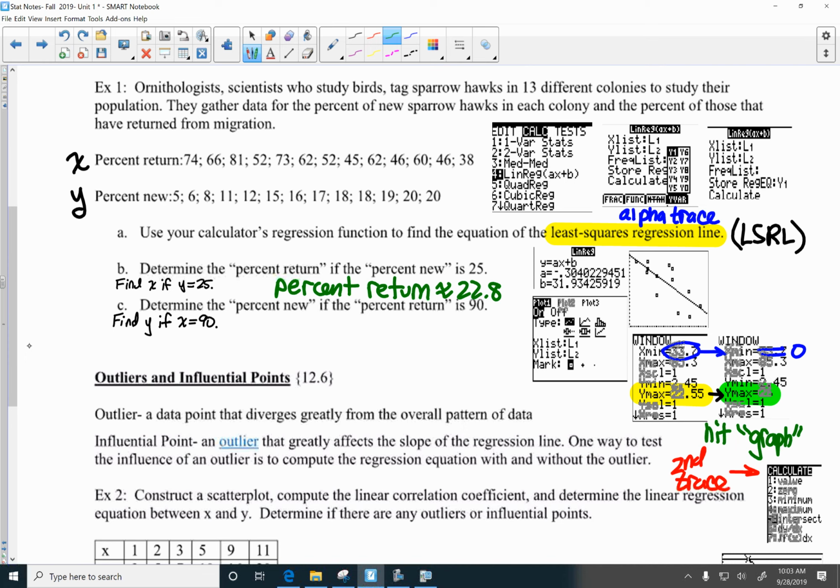That was because even though the horizontal line appeared, it wasn't crossing the diagonal line, so we wanted to make it go a little further to the left so it would actually appear. Minimum 0, then we hit graph, second trace, option 5, then enter, enter, enter. To get to the intersection, use the arrow, and then enter, enter, enter.